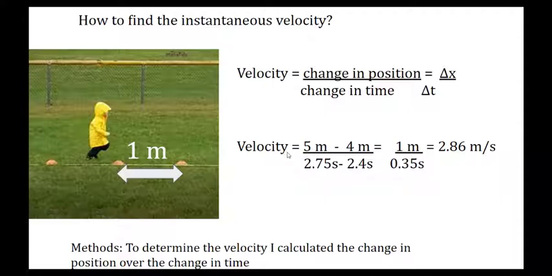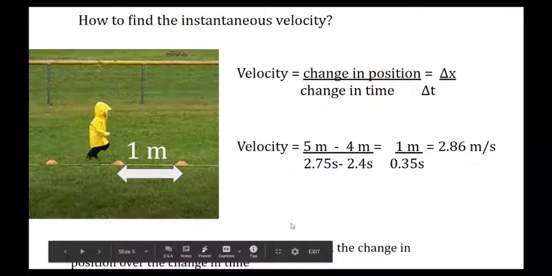Now, this is just her velocity over this time period. That's just her instantaneous velocity between here and here. The smaller those positions are, the closer we can get. But we can calculate her instantaneous velocity to be this, 2.86 meters per second here.